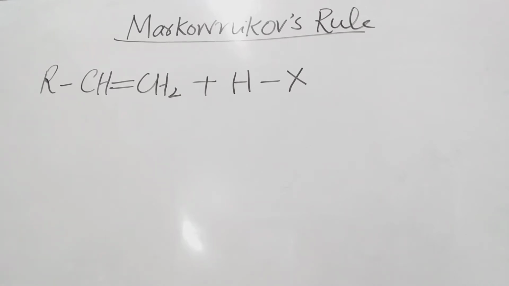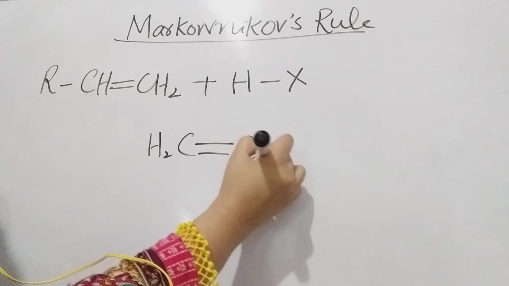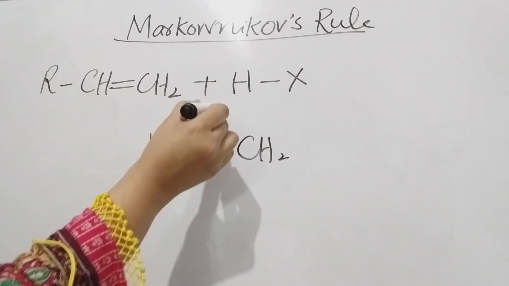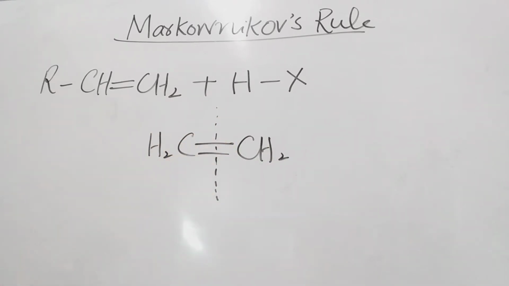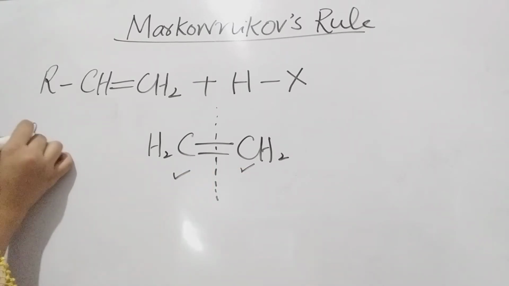First of all, let me introduce what we mean by an unsymmetrical alkene or unsymmetrical reagent. For example, you have this alkene in front of you. Whenever we pass a plane through this particular double bond, the right hand side is equal to the left hand side. It is known as symmetrical.